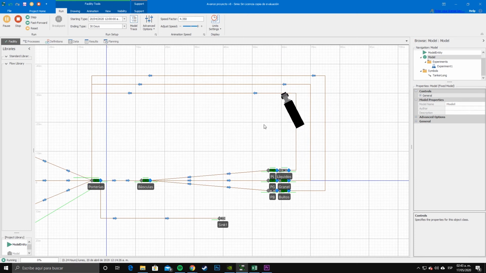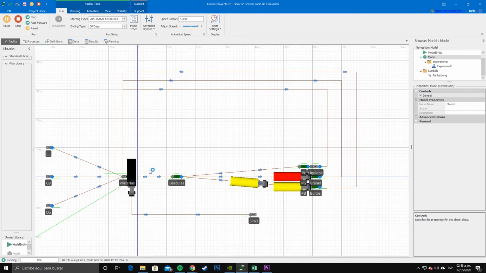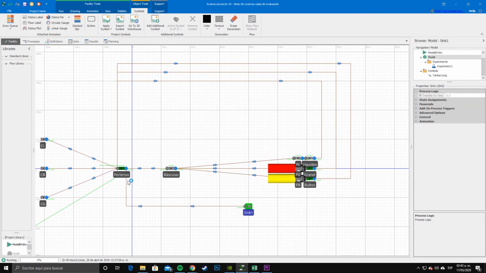After they're done unloading, they will go back through the same porter's lodge as before, only this time they will have priority over the trucks that are entering the complex. And finally they're going to go out through this sink, which represents going out of the complex.